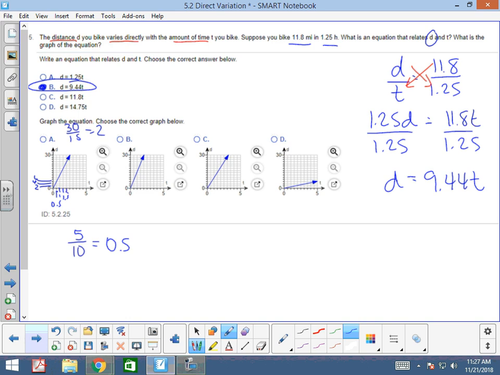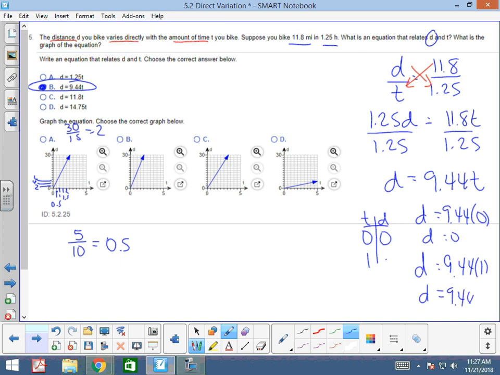So we're looking for, first, let's do a T-chart. So 0, put 0 in for, oh, this isn't X and Y this time, is it? It's actually T and D. Let me see if I can draw that better. All right, put 0 in for T and solve for D, and we get 0. Now put 1 in for T and solve for D, and D equals 9.44.